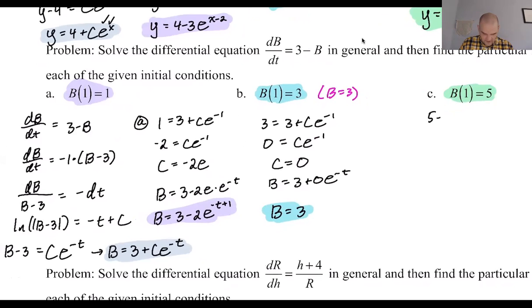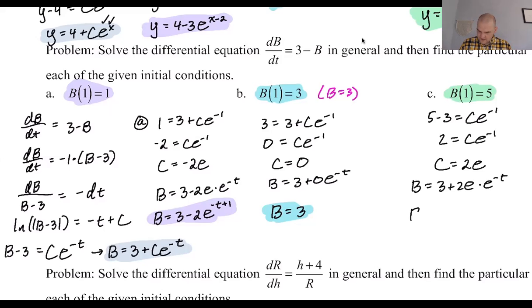So 5 minus 3 equals Ce to the negative first. 2 equals Ce to the negative first. So I get 2 divided by e to the negative first, which is just 2e. So I'll have b equals 3 plus 2e times e to the negative t, which is the same as b equals 3 plus 2e to the negative t plus 1 again, just for consistency with that first answer that we got.